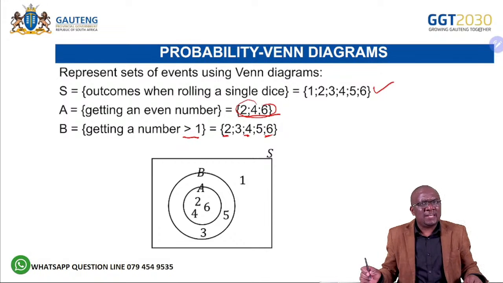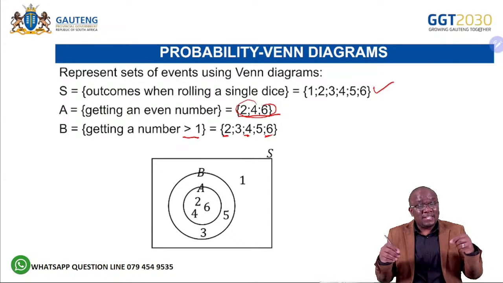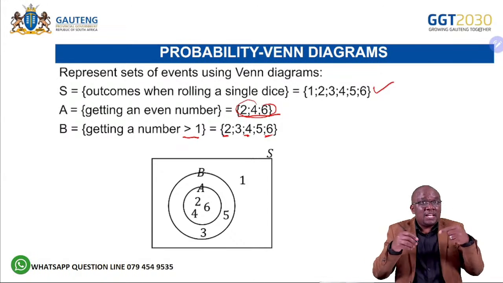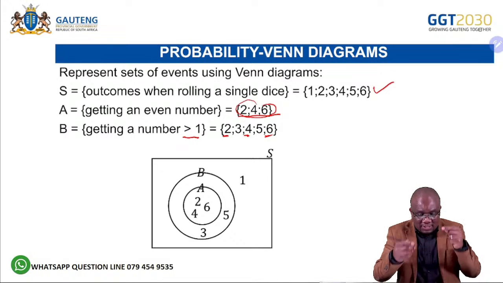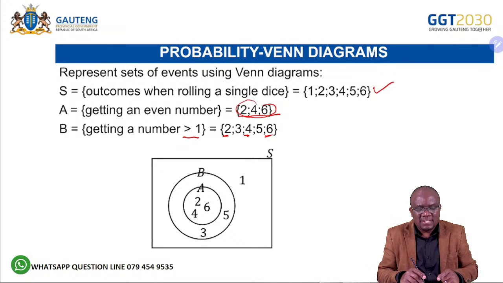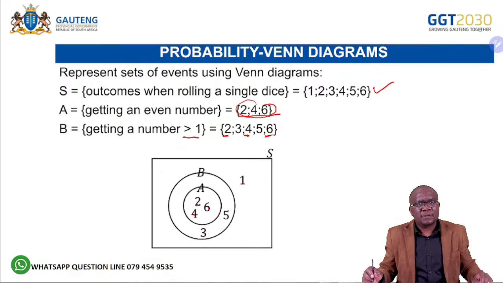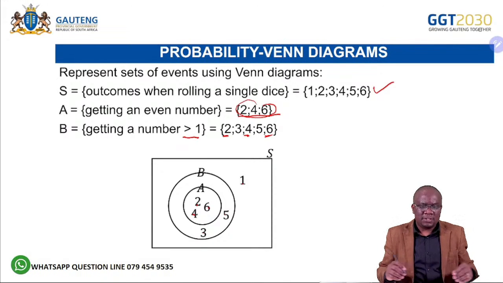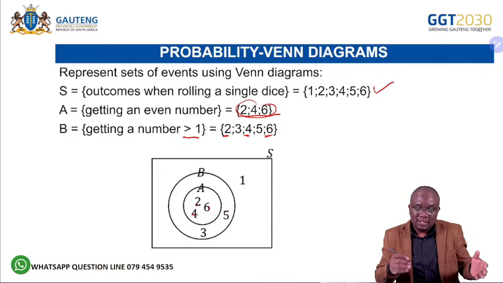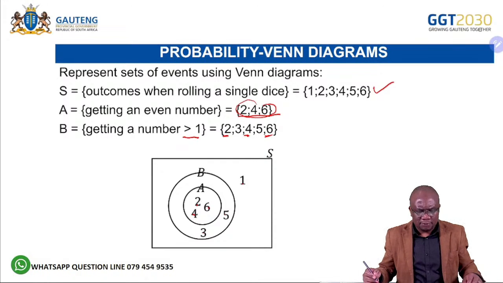So what do we say here? We say event A is a subset of B because it is found inside B. It is a subset. Do we have all the outcomes? 1 is there, 2 is there, 3 is there, 4 is there, 5 is there, 6 is there. You see that? That's a subset. Okay? Right, let's move on. You can write short notes if you can, but if you couldn't write any notes, it's fine. Let's move on.